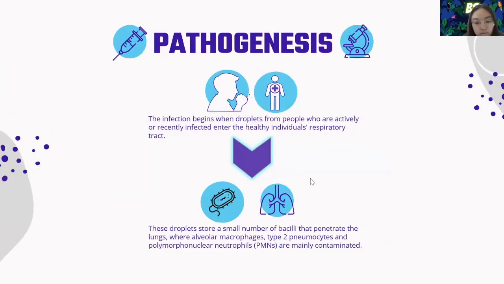Next. Okay, thank you, Sophie. My name is Fira Jonathan, with the last digit of my NIM being 164. Today I'm going to explain the pathogenesis.